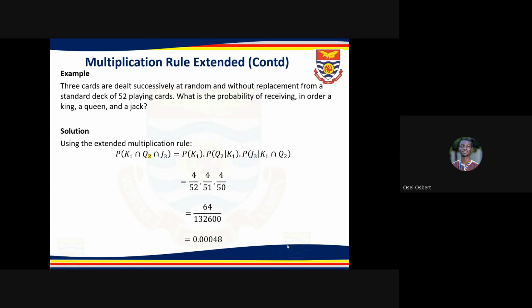I didn't move on to a crane and a crane. I just move on to a crane and a jack. So the succession will have 4 on 52, 4 on 51, and then 4 on 50.